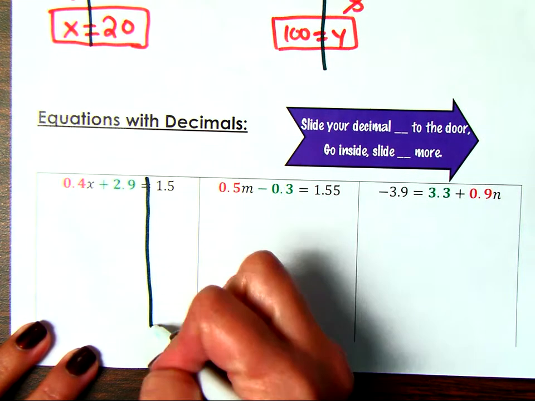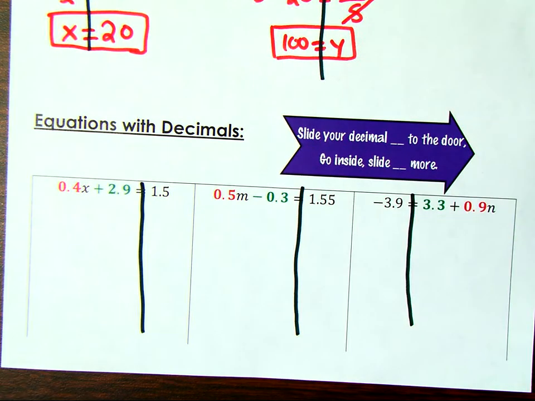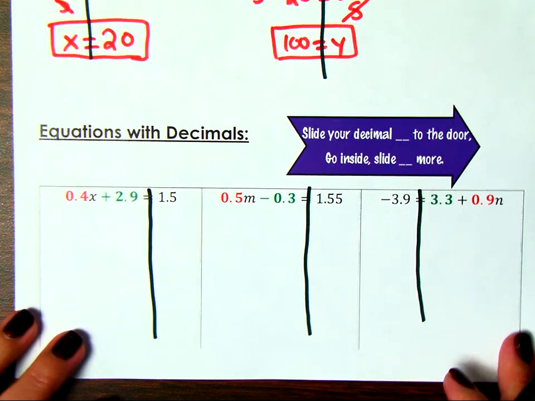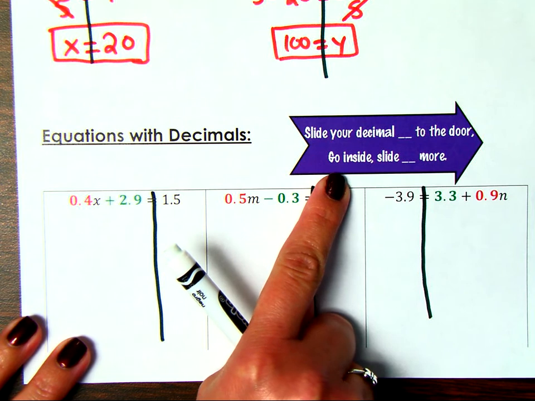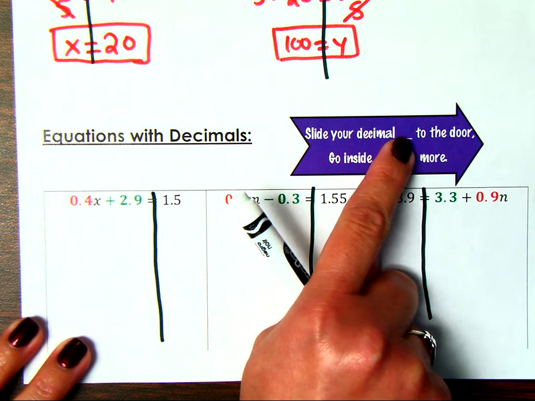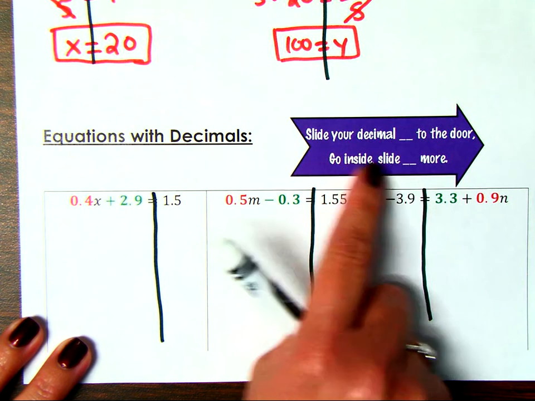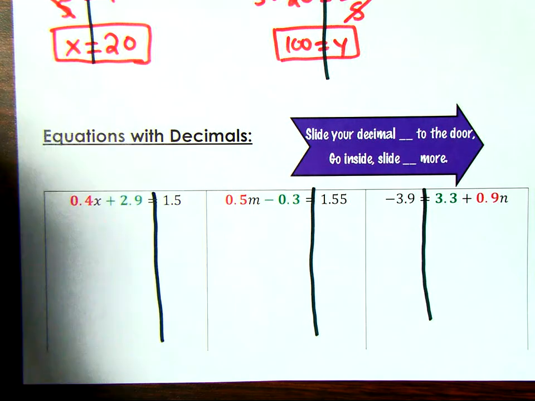So we're first going to separate our equation just to help us out, because what we do to one side, we do to the other. And then this just is a friendly reminder: when we divide with decimals, we're going to slide our decimal however many places to the door, and we're going to go and slide that many more. So I'll come back to this little thing in just a minute to help you guys out.